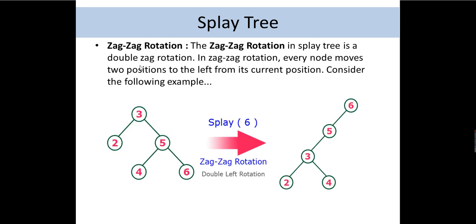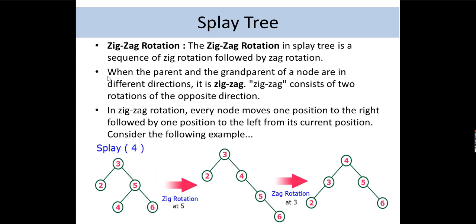Then we have a zagzag rotation. The zagzag rotation in a splay tree is a double left rotation. Correct? So when I say splay of 6, the 6 has to move to the top of the tree with the 2 left rotations. So you can see the outcome over here.